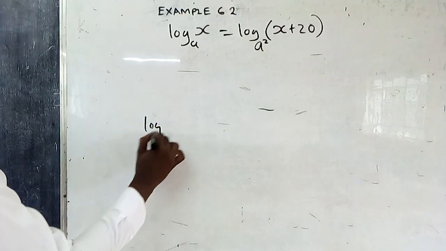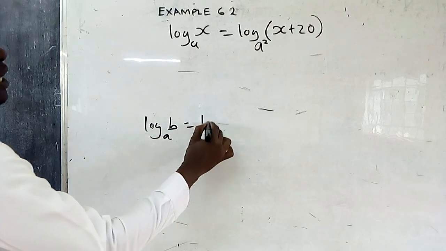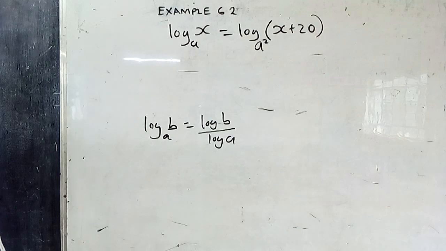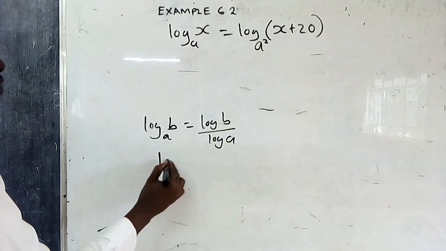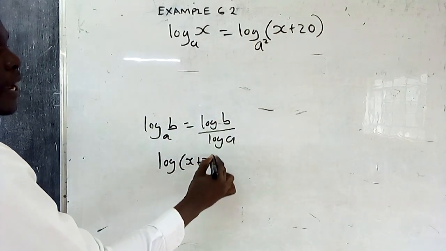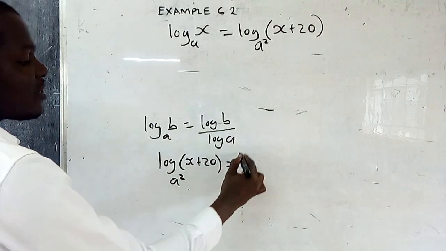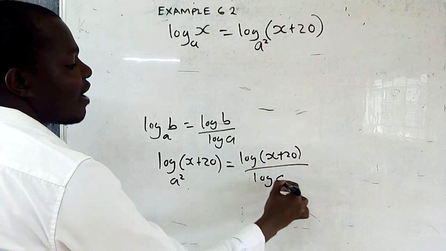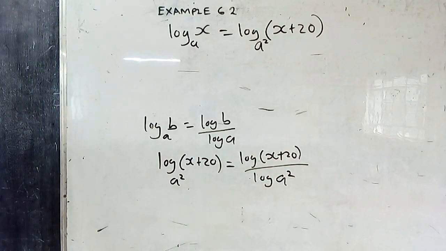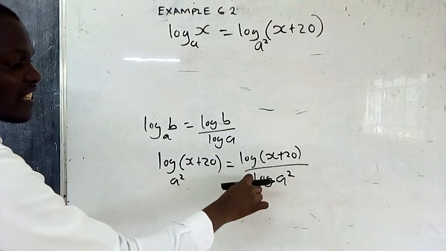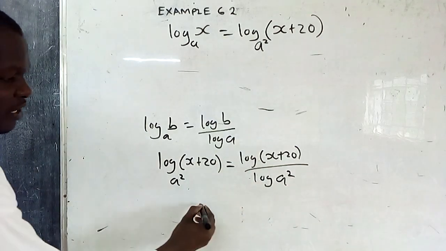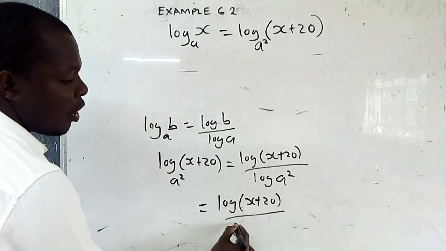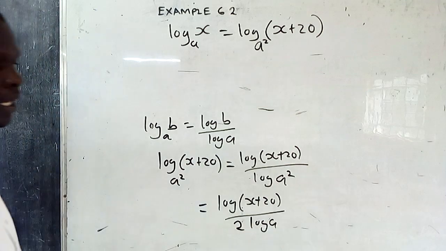So remember, if you have log b to base a, that is the same as log b over log a. The base is the logarithm denominator, isn't it? So here, if you have log (x plus 20) to base a squared, that simply means you have log (x plus 20) over log a squared. See, that is what it means. So you can see the power is written as the coefficient, isn't it? The power is expressed as the coefficient. So you have log (x plus 20) over 2 log a.